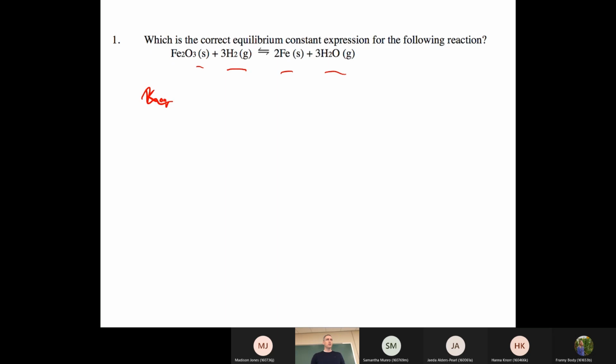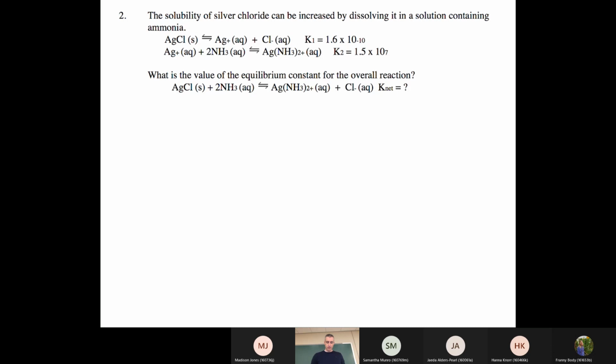Solids do not appear in the equilibrium expression because they have a defined activity of 1. So what we could say is that the K, and we're going to call this Kp because these are gases that we're dealing with and we're going to express it in terms of pressures, is going to be equal to the pressure of H2O cubed, the 3 in front, divided by the pressure of H2 cubed, you see below. Solids don't appear.